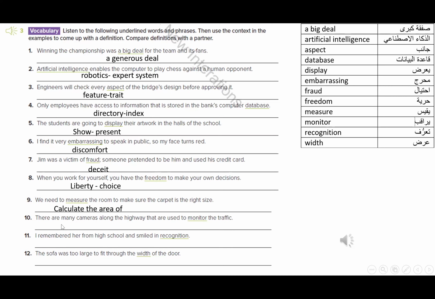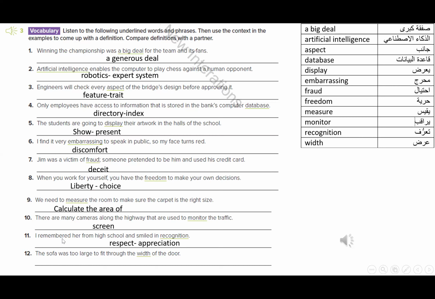Number 10, there are many cameras along the highway that are used to monitor the traffic. So monitor means to screen the traffic, to control. Number 11, I remembered her from high school and smiled in recognition. Smiled in recognition means in respect, in appreciation.